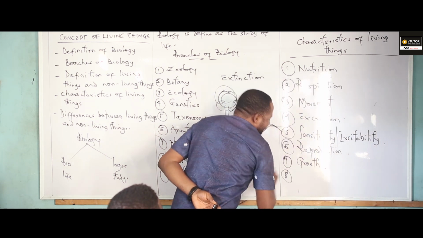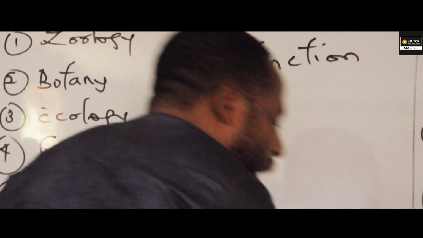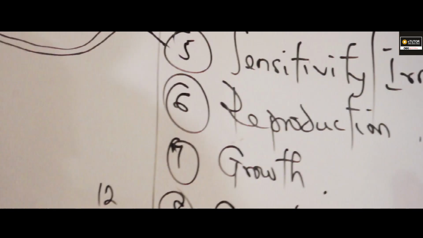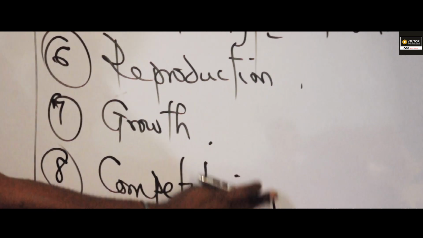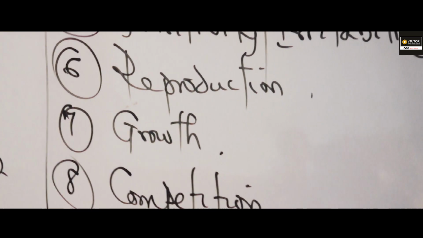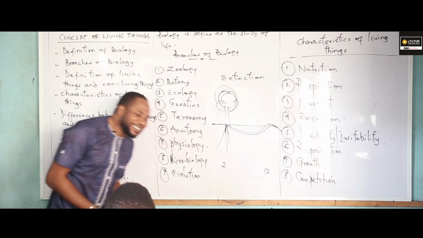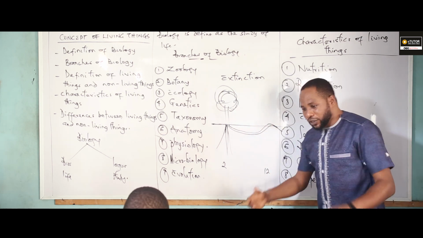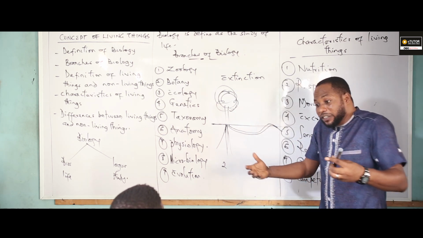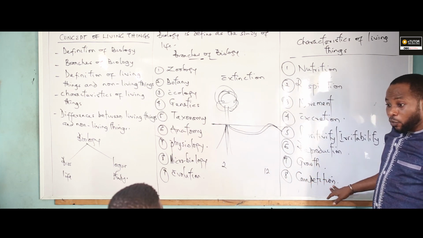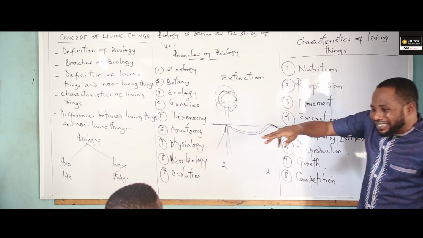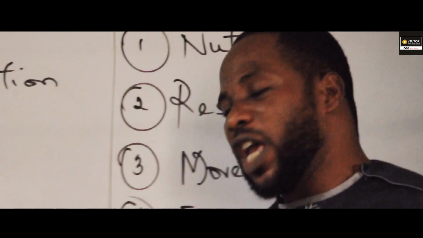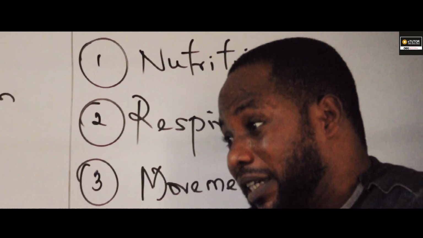We have another one, number 8, competition. This is the ability of an organism, either of the same species or different species, to compete for limited available resources. Limited available what? Resources. That's why we have 2 types of competition: inter-specific competition and intra-specific competition. If competition is occurring between 2 organisms of the same species, it is called intra.